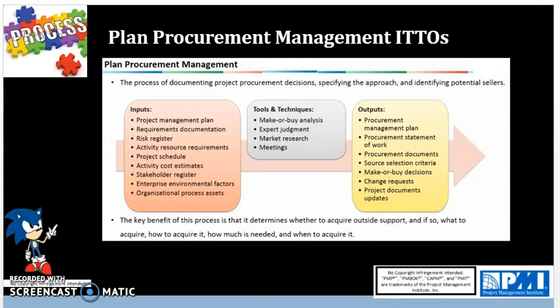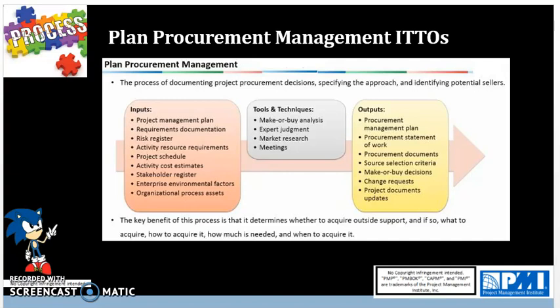Next, the inputs, tools, techniques, and outputs for Plan Procurement Management process are shown here. For inputs, we have Project Management Plan, which includes the scope baseline, specifically the scope statement, WBS, and WBS dictionary. Then you have the requirements documentation, which includes project requirements and legal contractual implications.